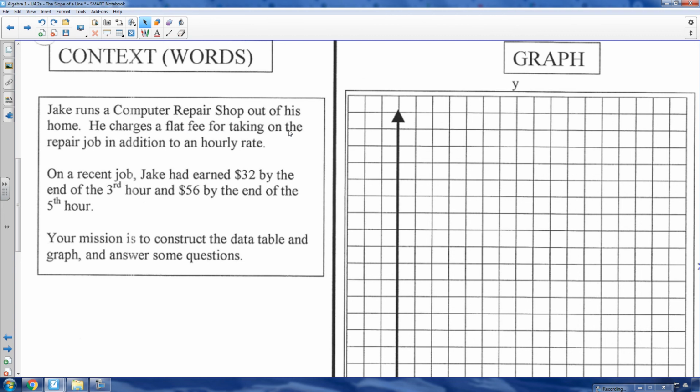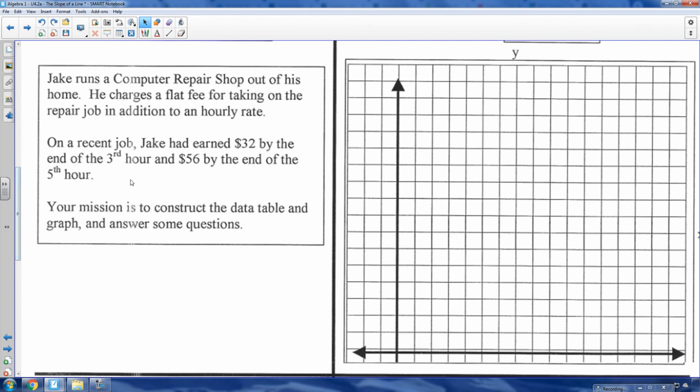He charges a flat fee for taking on the repair job in addition to an hourly rate. So it looks like he's earned 32 by the end of the 3rd hour and 56 at the end of the 5th hour. If we can put that into some sort of XY thing, we'll be in pretty good shape. So I think that the independent variable, what you have control over, is how many hours you work. 3 hours or 5 hours, right? You can control that. So I'm going to actually just use the 3rd hour.